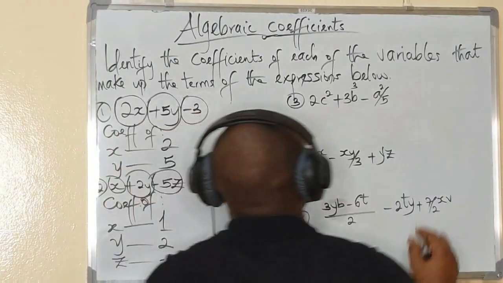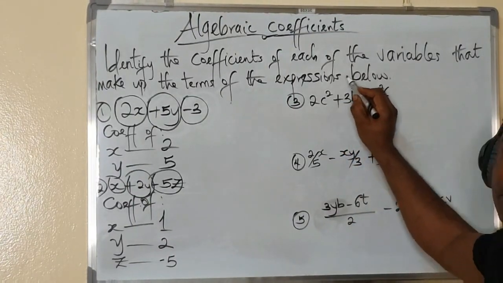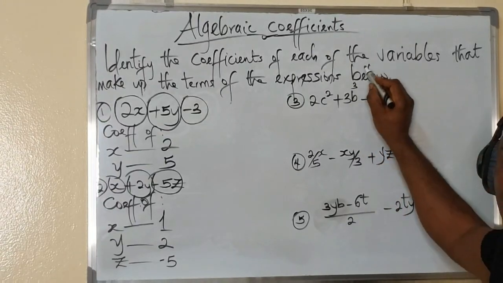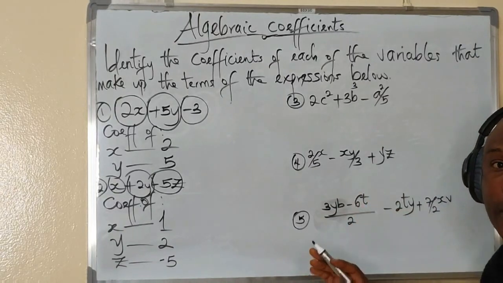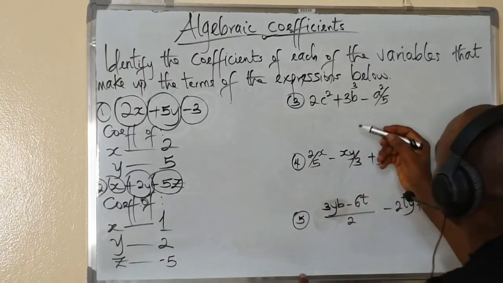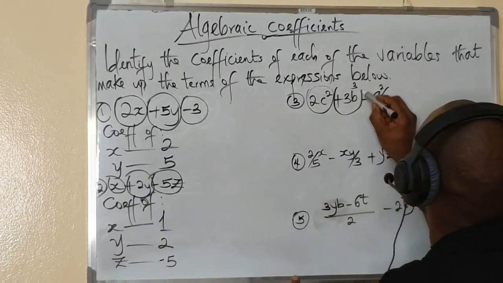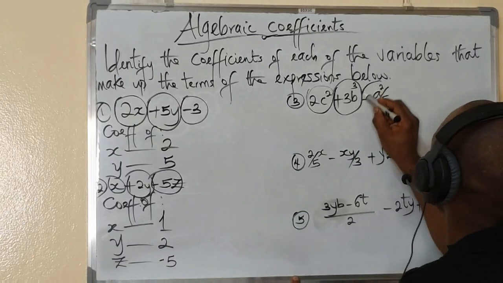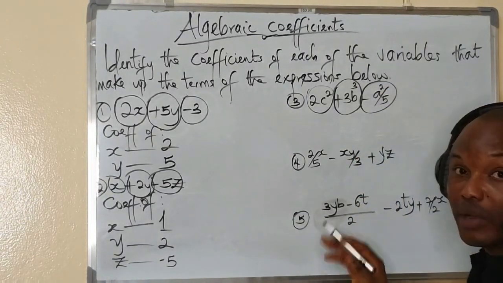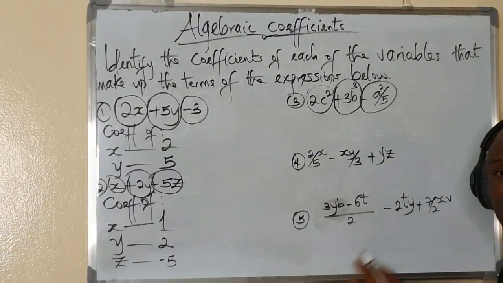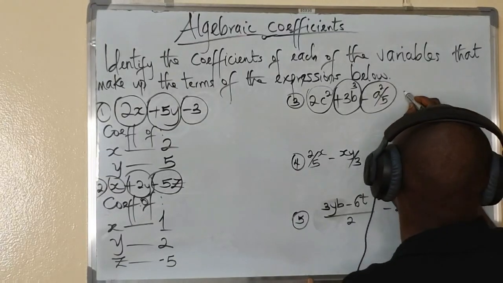Number 3, it's easy. We have 2c squared plus 3b cubed minus a squared over 5. In this case, we also have 3 terms making up this expression. I'm going to identify the terms. We have the 2c squared, we have the 3b cubed, and we have the negative a squared upon 5. So we are identifying all the coefficients of each of these terms that make up this expression. So let's write them out quickly.